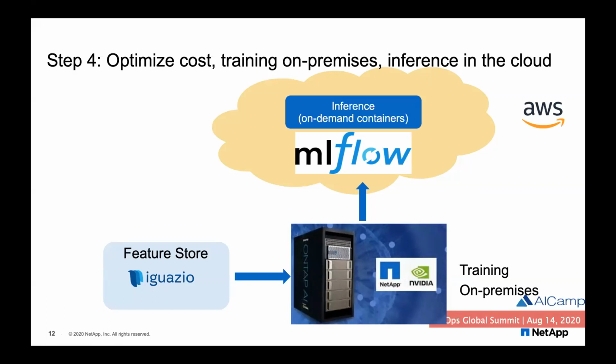But for inference, because inference is not constant in nature, right? It happens on demand. We do that in the cloud. So we do our training on premises. We push those models to MLflow that's in the cloud. We use Amazon, but technically we could use any cloud. And then all our inference runs there on demand in containers. So those are the 4 steps we took to sort of optimize and simplify what we're doing with machine learning.